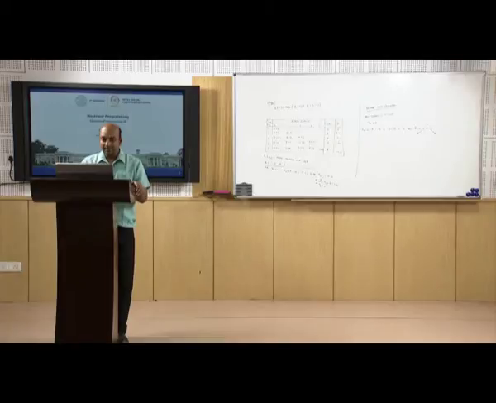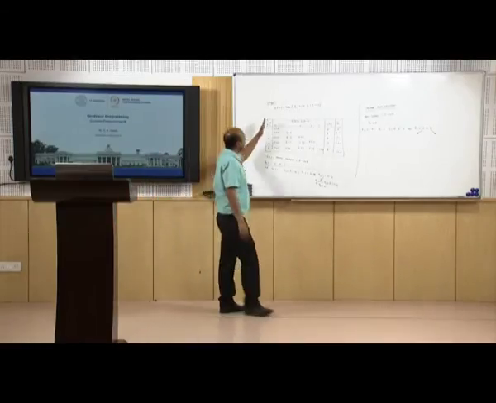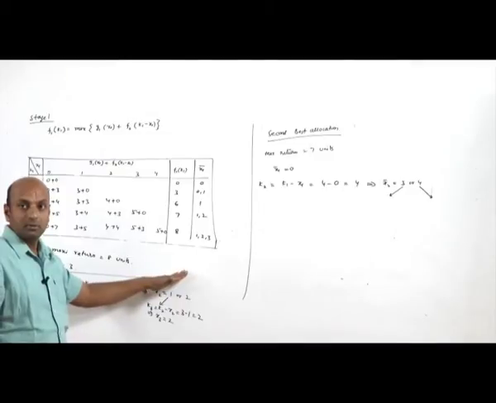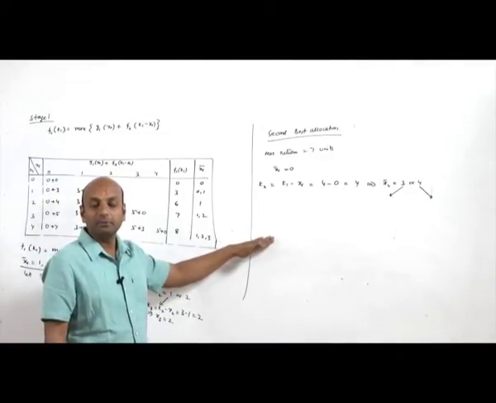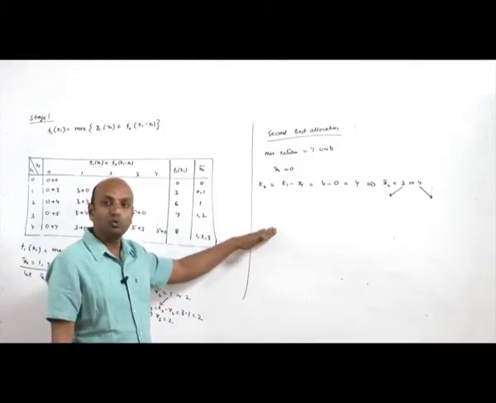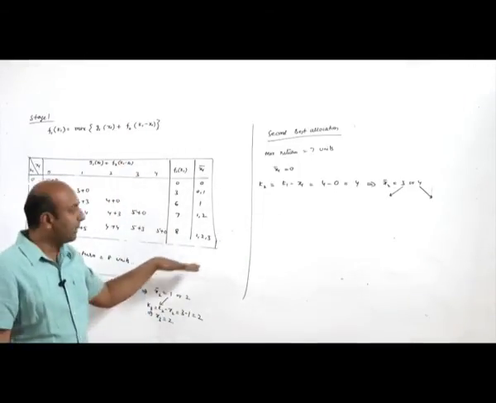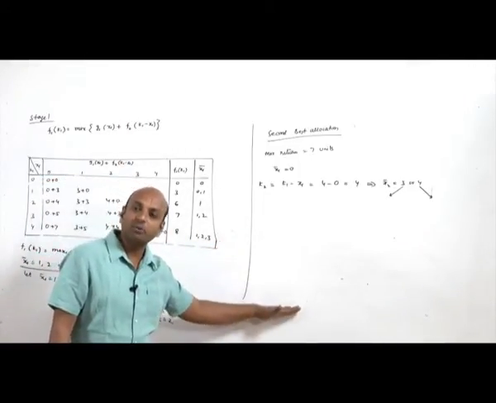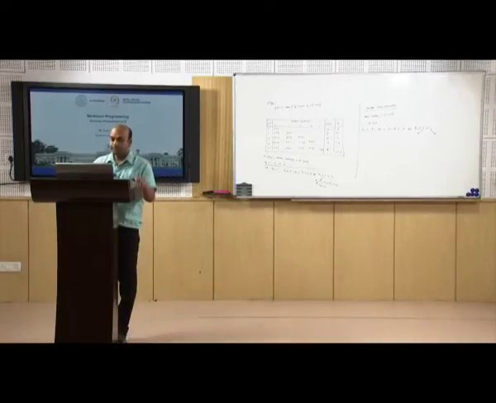Now, the next is the best allocation if plant B is excluded. If plant B is excluded, you have to delete stage 1. Stage 2 will give the maximum return, because now you have 2 plants, C and A. So, stage 2 includes C and A both. So, you simply exclude stage 1 and go up to stage 2, that will give the optimal solution. Okay, if plant B is excluded.